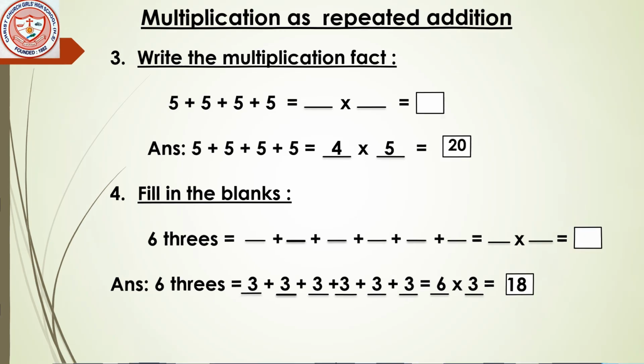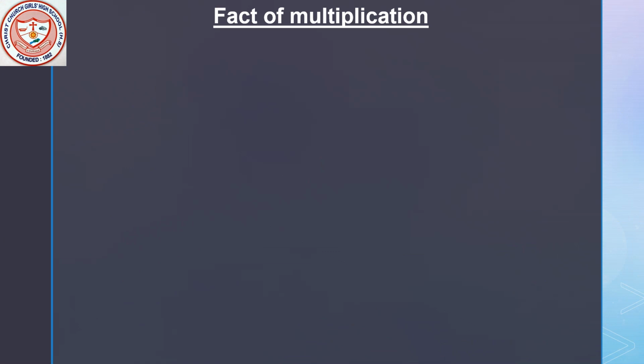Let us revise another important fact of multiplication, and that is, look at these examples. Example number 1. 7 into 10 is equal to 70. Now, look at example number 2. 2 into 10 is equal to 20.